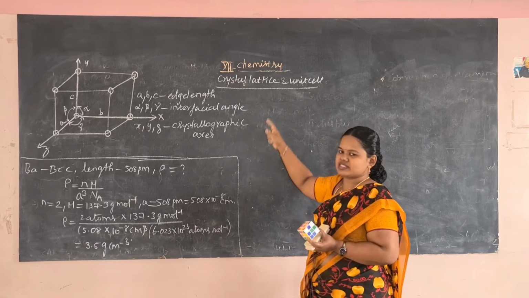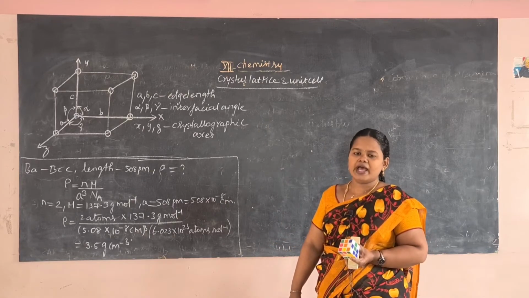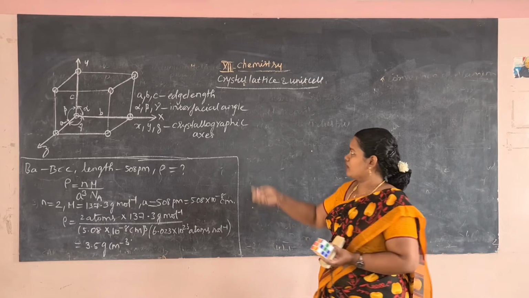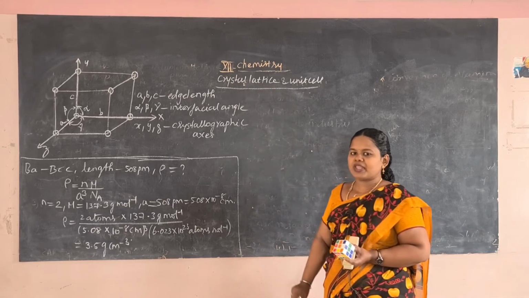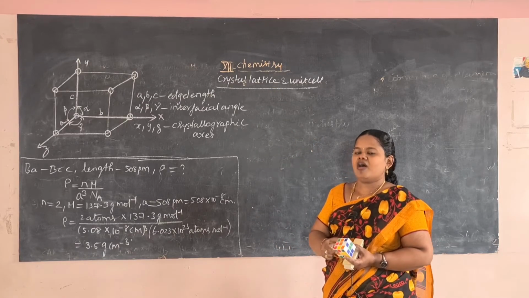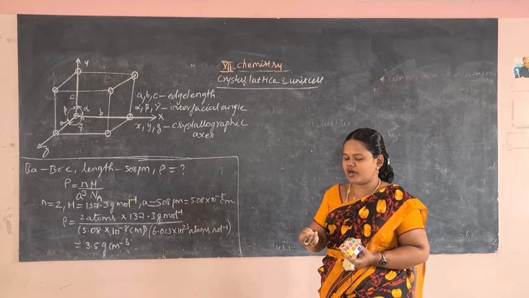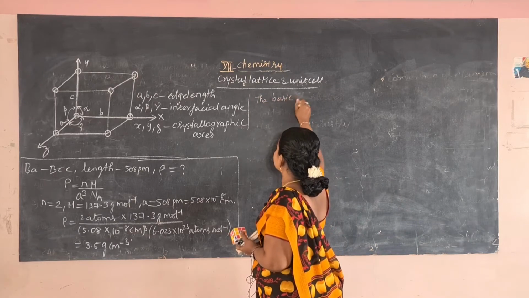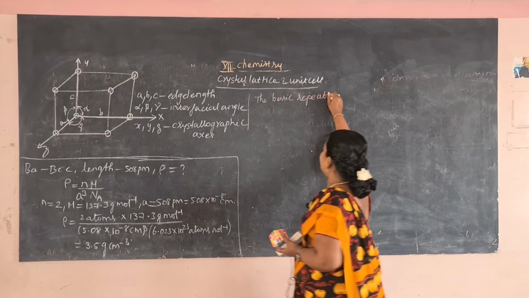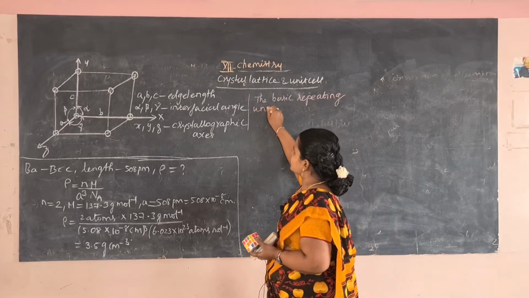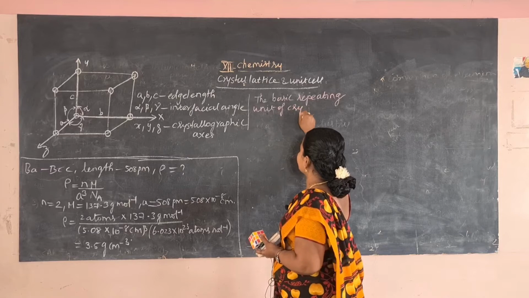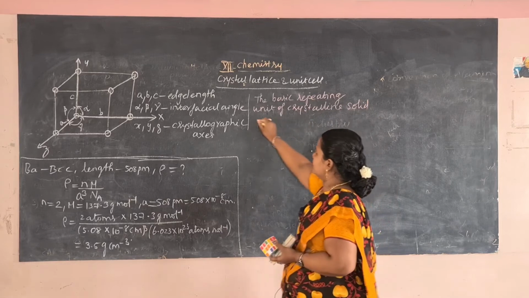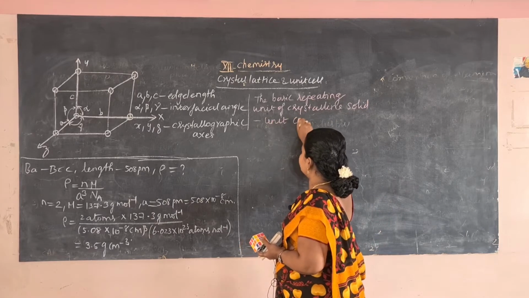In crystals there is a definite orientation of atoms, ions or molecules in a 3-dimensional pattern, and that is known as the crystal lattice. Then the basic repeating unit of a crystalline solid is called what? Unit cell. The basic repeating unit of a crystalline solid is called the unit cell.